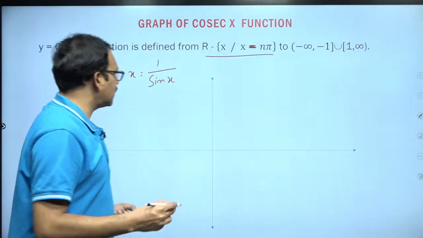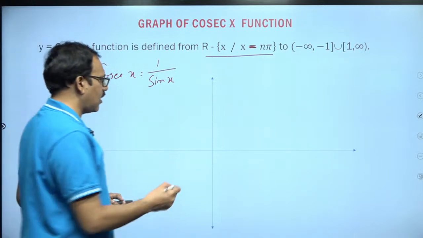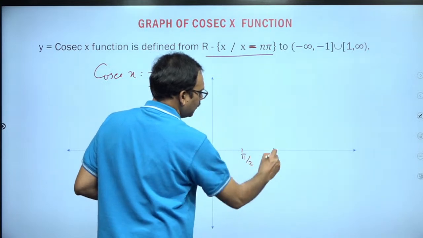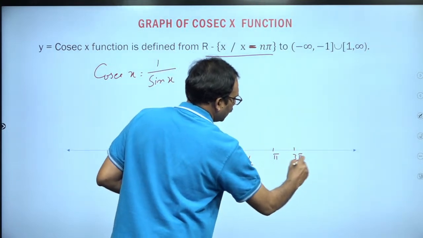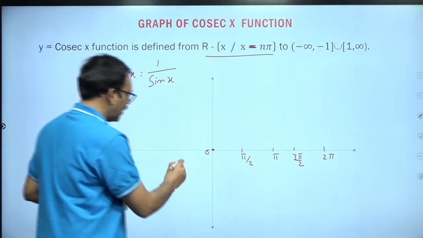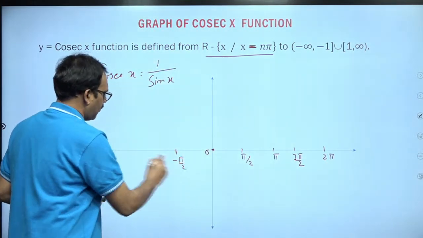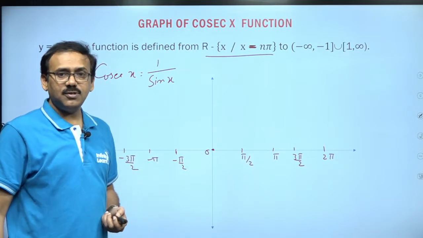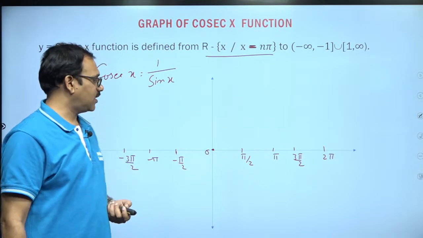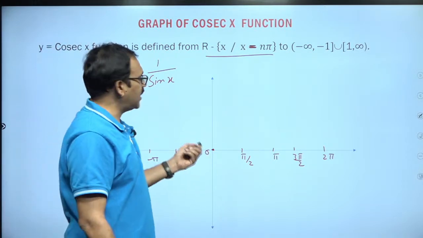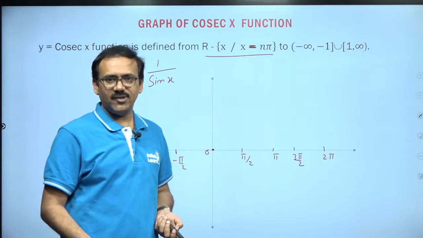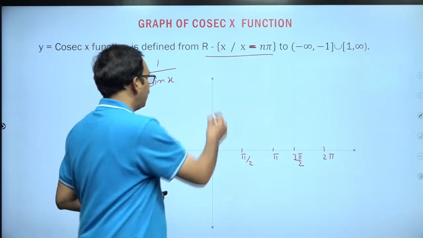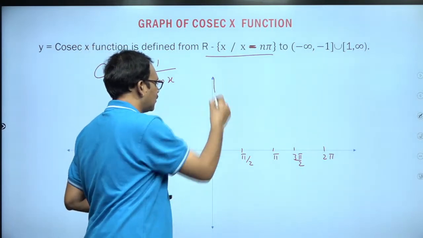You see, sin x values, let us try to draw the graph. You just plot our regular points: 0, pi by 2, pi, 3 pi by 2, 2 pi, you can continue there, minus pi by 2, minus pi, minus 3 pi by 2, minus 2 pi. Now dear students, you take the first quadrant at almost 0 on the right side, because at 0 the function is not defined, right. Now almost 0 at the right side, 1 by sine 0 will be at plus infinity, dear students.